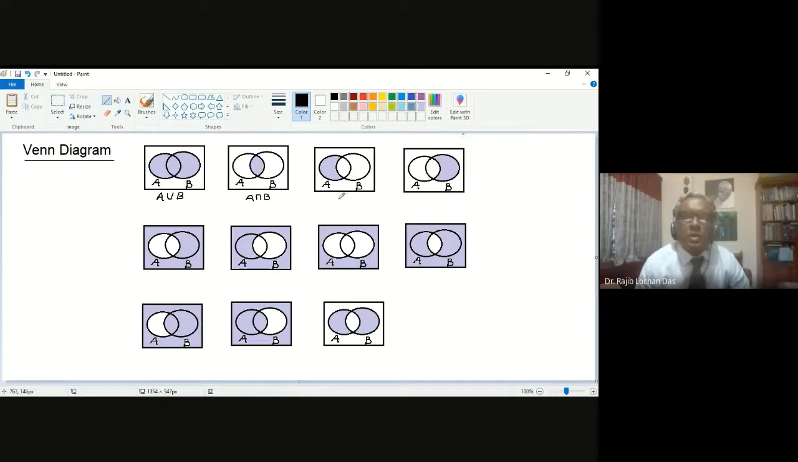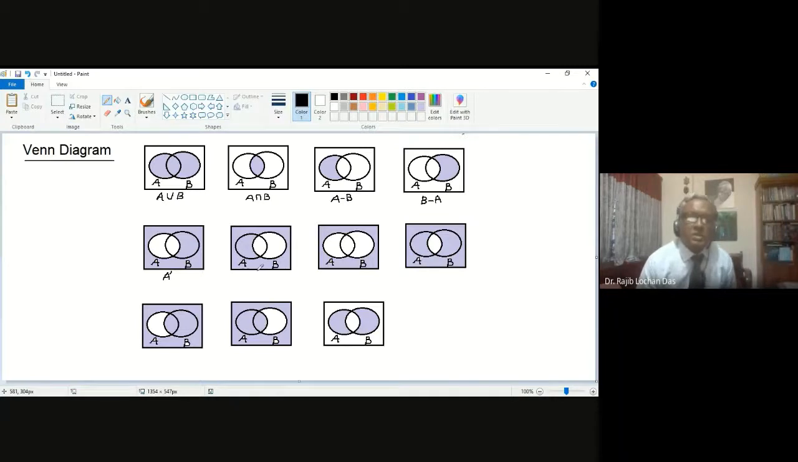What will be the third one? It is A minus B, because the B set is taken away from A set. And this is the fourth one, B minus A, because from B the set A is taken away, right? And what will be the fifth one? This is not A. Not A means complement of A. That means A is white, other area is taken.